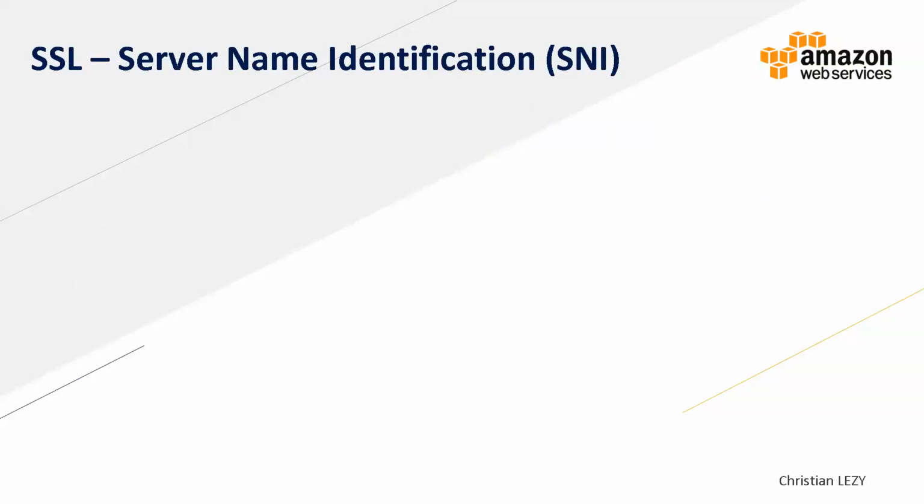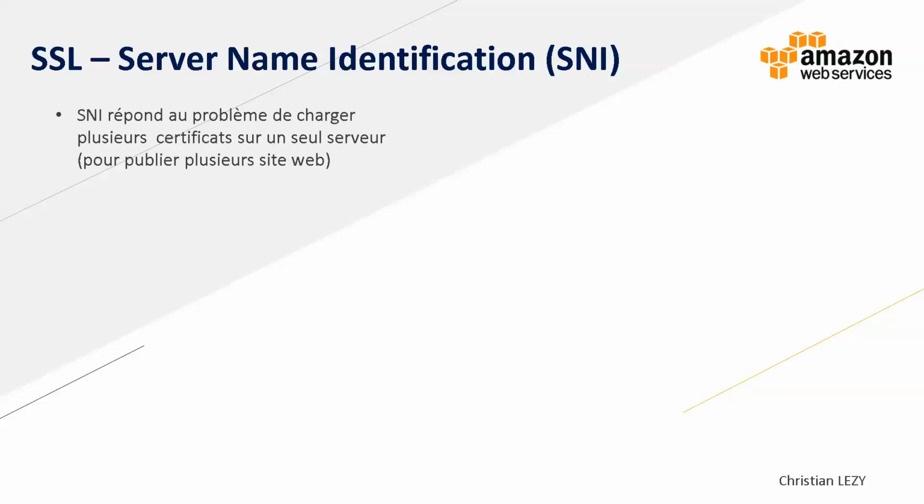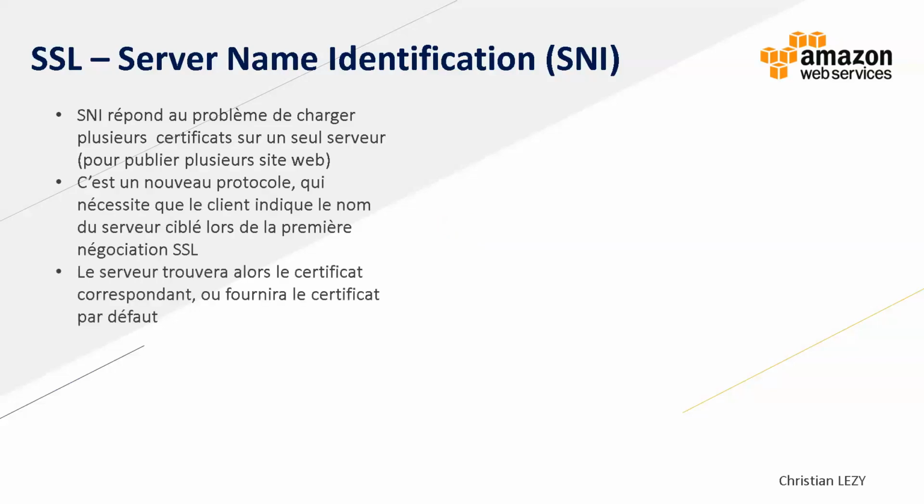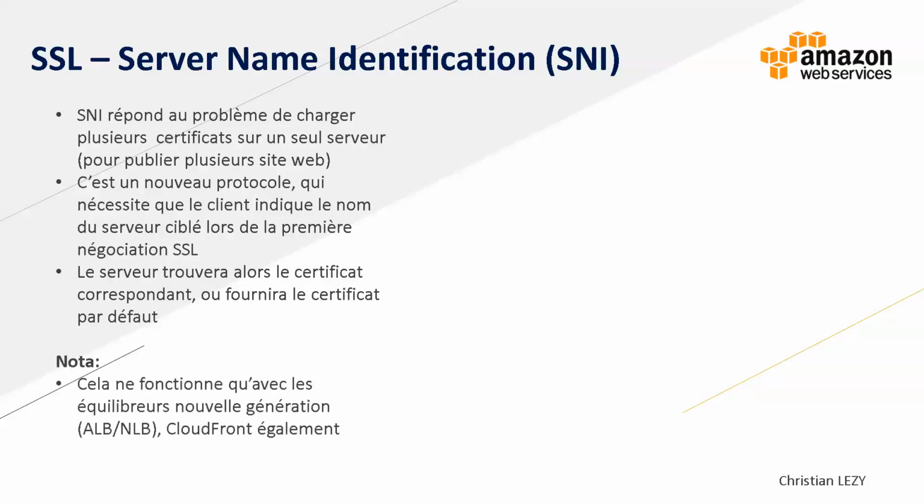When it comes to SNI, there is a problem regarding the loading of multiple certificates on a single server for multiple websites. This is a new protocol that requires the client to specify the name of the target server during the first SSL negotiation. The server will then find the corresponding certificate or provide a default certificate if available. Note that this only works with ALB and NLB, the next generation load balancers, or CloudFront, but does not work with the classic load balancer.